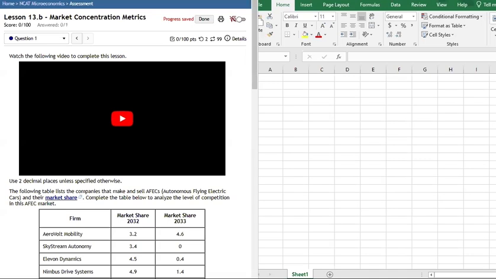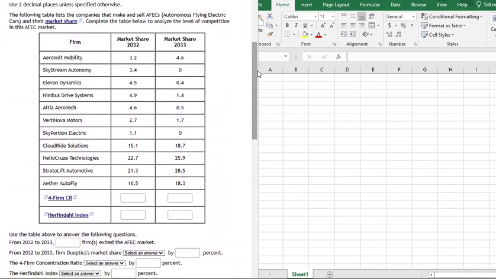Lesson 13B, we're going to look at metrics that measure the level of competition within a market. In this particular problem, we have a table of 11 fictional companies that make and sell autonomous flying electric vehicles and their market share. Aerial Volt Mobility has a market share in 2032 of 3.2%. Over the course of the year, that market share rises to 4.6%.